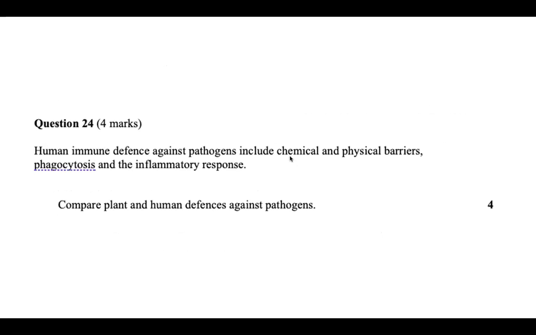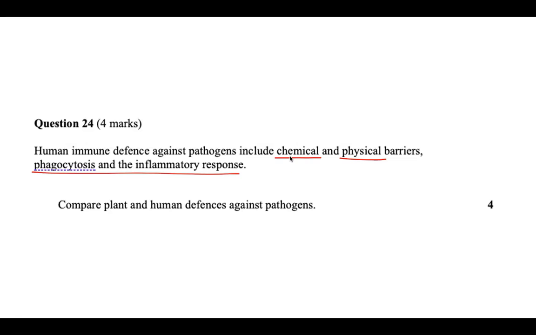All right, question 24. Human immune defense against pathogens includes chemical and physical barriers, phagocytosis, and the inflammatory response. Compare plant and human defenses against pathogens. Now, again, this is one where I think students either didn't completely read the question or avoided the parts of the question they didn't want to answer. But here it tells you chemical, physical barriers, phagocytosis, and inflammatory response.